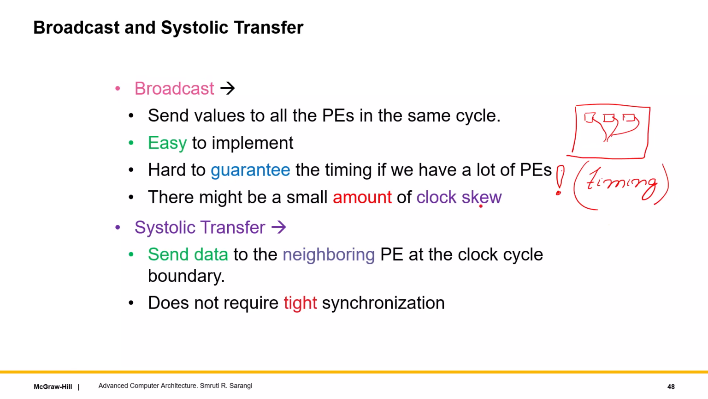But what you would do is that whenever you have a clock cycle boundary, a negative edge, you send the data to a neighboring P and don't broadcast. If you have a neighboring P, you send the data to it, let it do something with it and then send the data either to its downward neighbor or rightward neighbor, and so on and so forth. In this case, you don't require tight synchronization. Even with slight issues with the clock, you will still be able to manage that. And it's a far more scalable design.